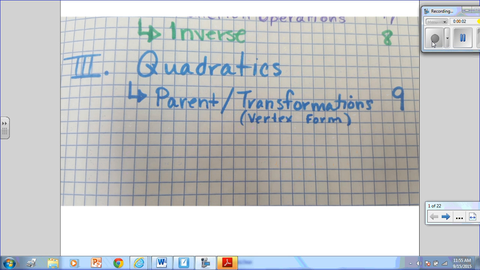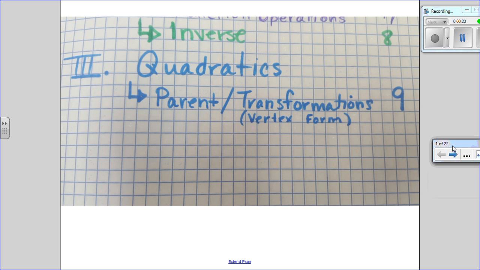Okay, Algebra 2, this is your new topic for today. It's quadratics. It's actually a new unit, so go ahead and put unit number 3, quadratics, and subunit parent slash transformations, number 9, and this is going to be in vertex form. This is actually the second redo of this video because I wasn't happy with the first one. But here's the title. Go ahead and copy that down, please.